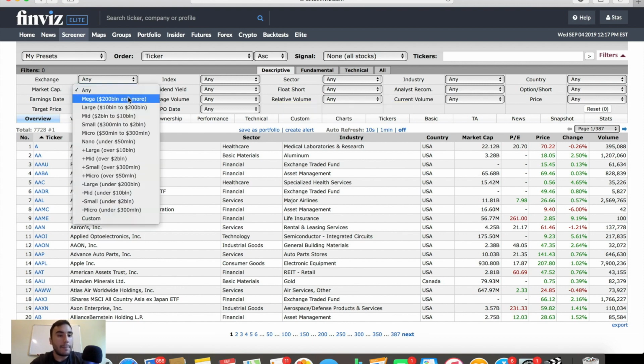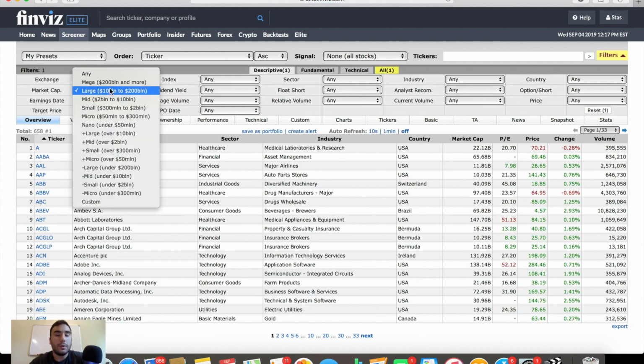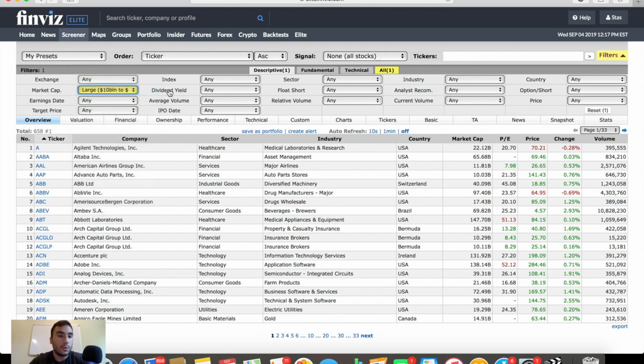So market cap, I want my market cap 10 billion to 200 billion. And again, you can do whatever you want based on your criteria. But for me, I like blue chip companies with larger market caps for dividend plays. That's just how I do it. I know there's a bunch of ones that are under 10 billion market cap that offer great yields, but for me, this is what I want to sift through, right? 10 billion to 200 billion.